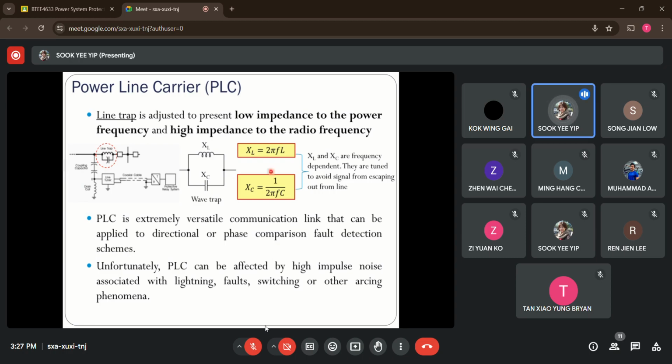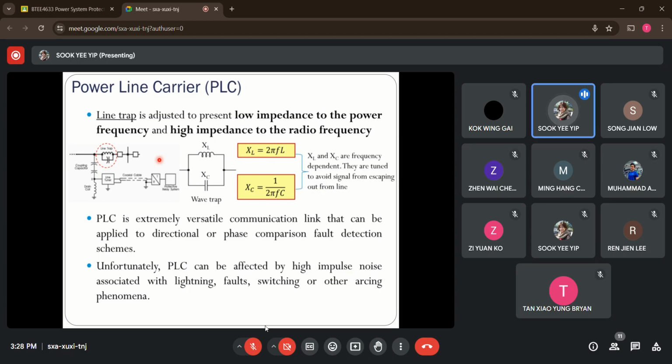This can be clearly seen by looking at these two formulas here. As we know, here I have inductors as well as capacitors. To find the inductive reactance value, I know that it is calculated by 2 pi fL, omega L. The capacitive reactance is 1 over omega C. You can see both of them are frequency dependent. So right now, both of the reactance values have been tuned in a way to avoid this high frequency signal from escaping from the transmission line. It confines within the line that we want to protect. That's how we ensure there is no escape of the high frequency signals.